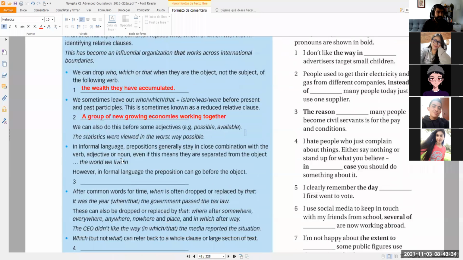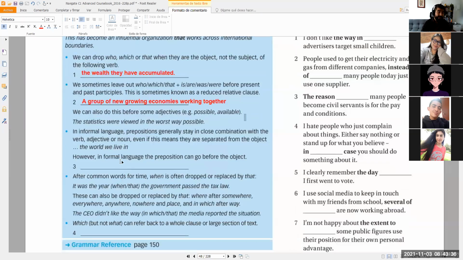Then it says, in informal language, look at this, this is very important. In informal language, prepositions generally stay in close combination with the verb, adjective, or noun, even if this means they are separated from the object.